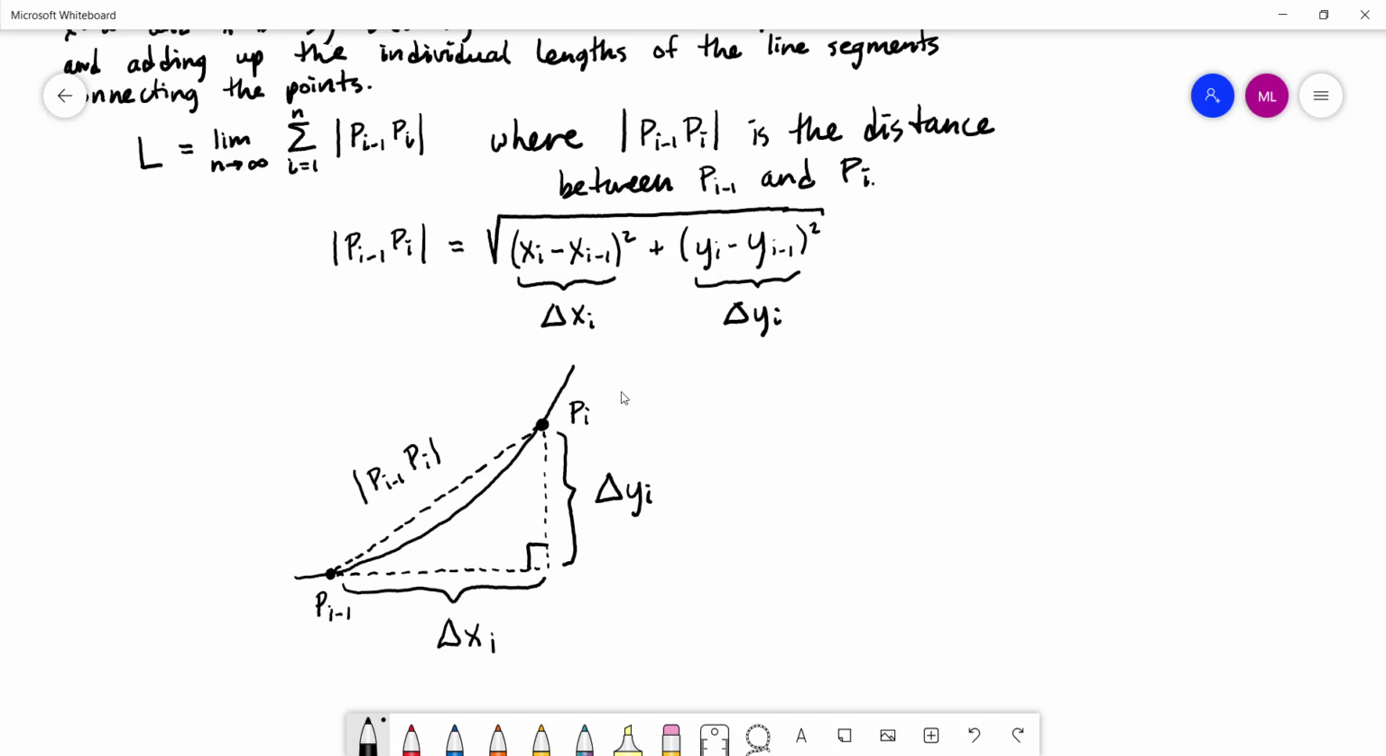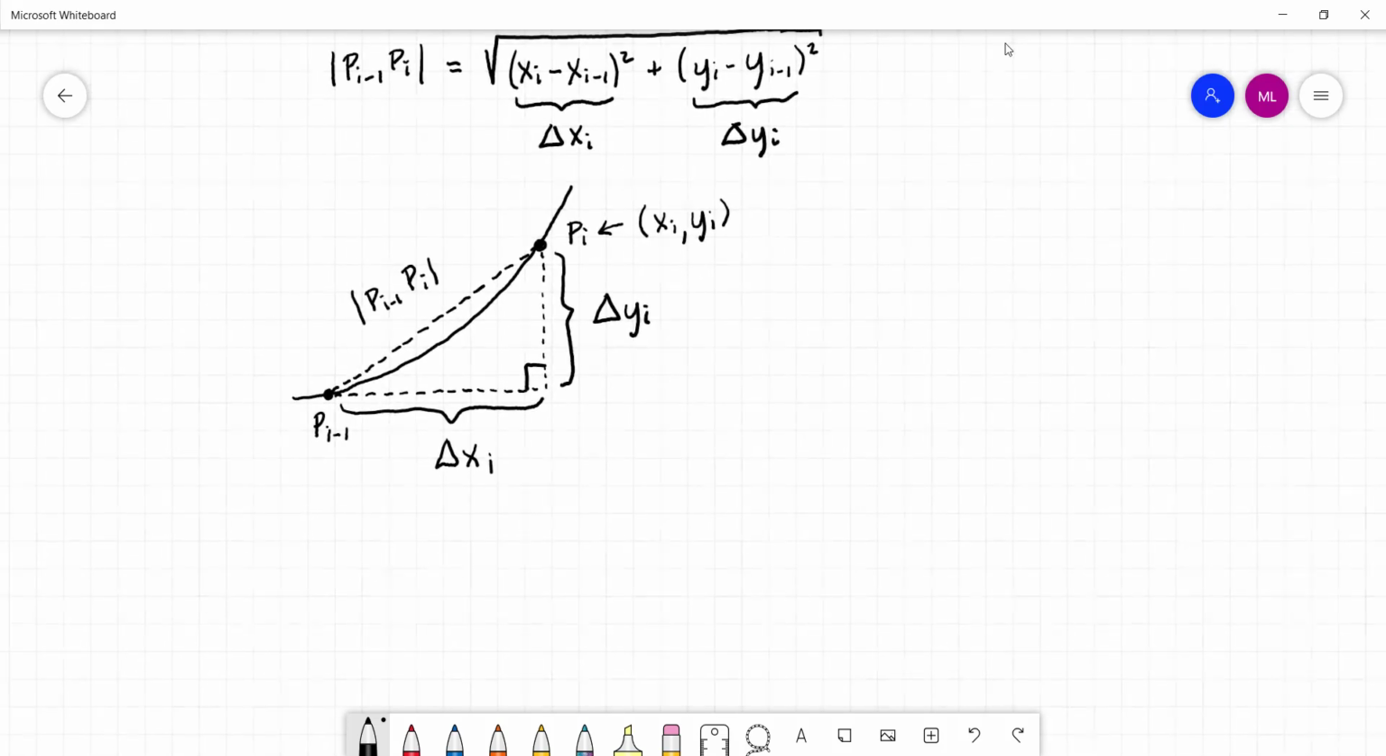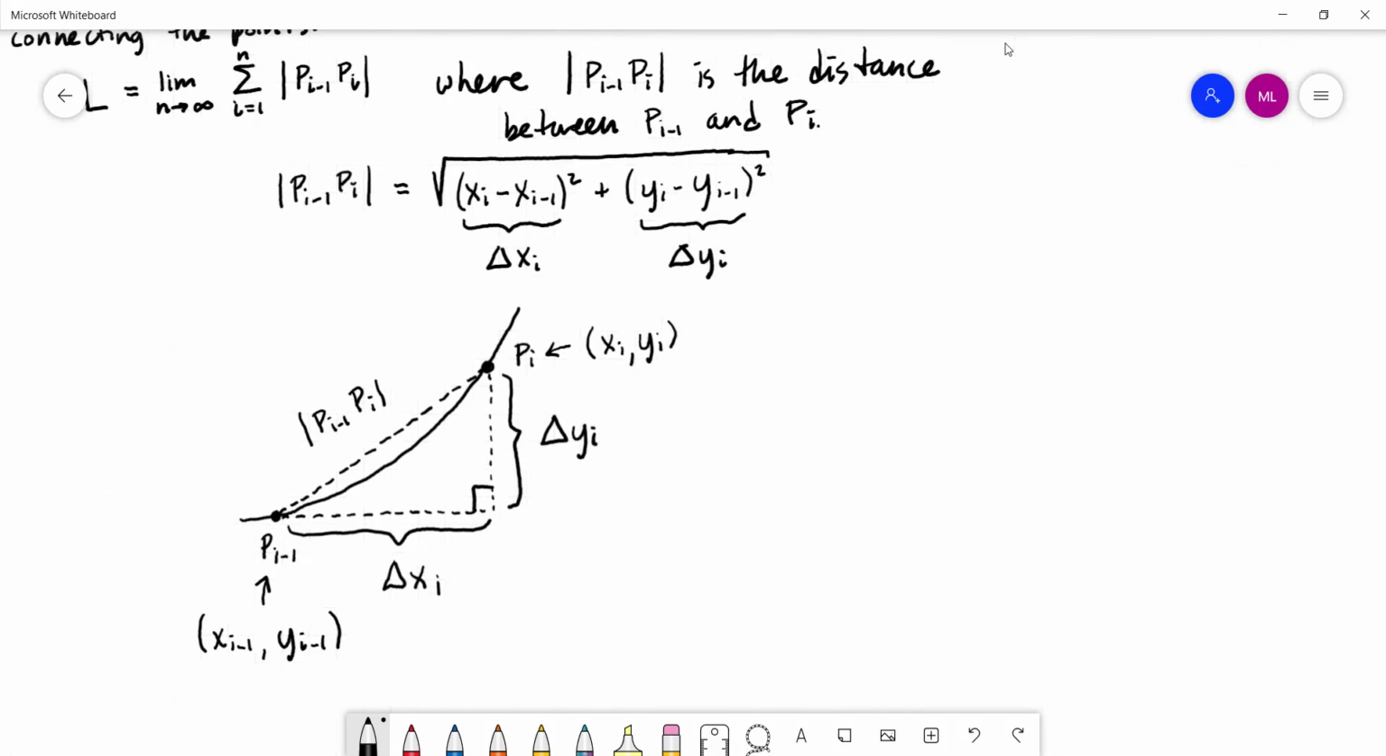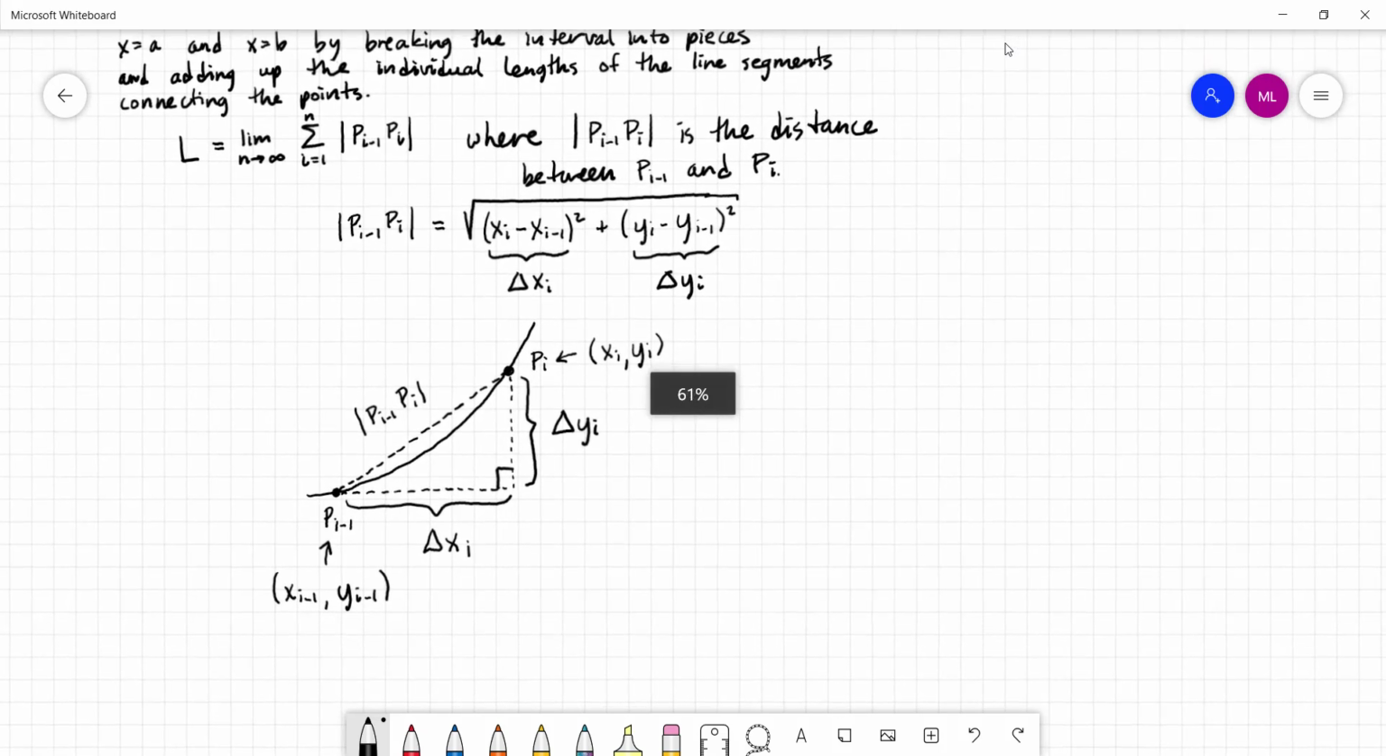And just to be totally clear, again, the coordinates of this point up here are x sub i, y sub i, right? So it corresponds to this x coordinate, this y coordinate, and the one down here is the same thing, but with the subscripts of i minus 1 instead. So it's x sub i minus 1, y sub i minus 1. So there are the coordinates of those 2 points. That's kind of what we're looking at.